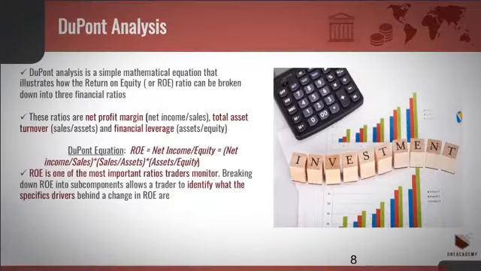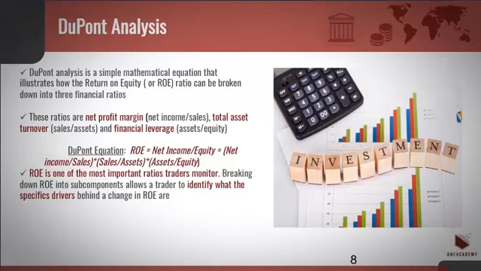DuPont analysis is a simple mathematical equation that illustrates how the return on equity, or ROE ratio, can be broken down into 3 financial ratios. These ratios are net profit margin, net income over sales, total asset turnover, sales over assets, and financial leverage, assets over equity.